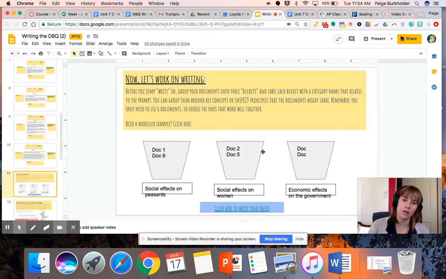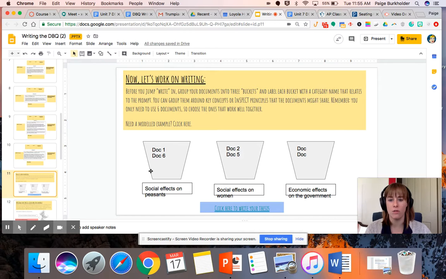First period today, we decided that out of the 7 documents, documents 1 and 6 relate to social effects on peasants. We said that documents 2 and 5 relate to social effects on women. And then we said the other 2 documents relate to the economic effects on the government, okay?